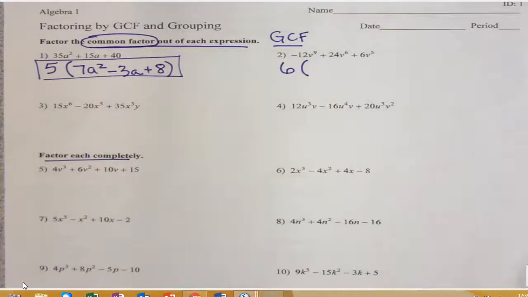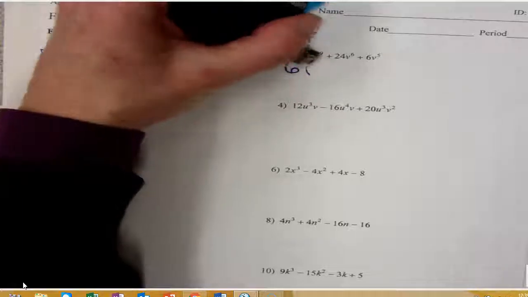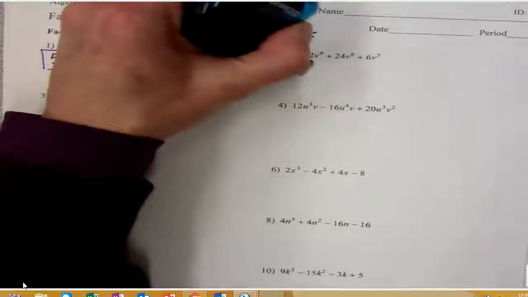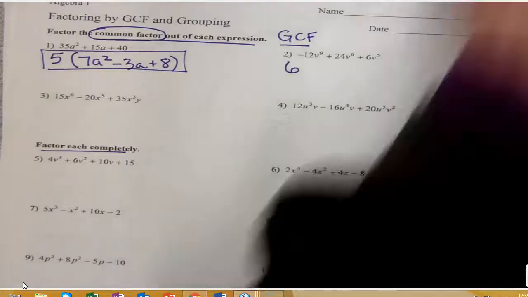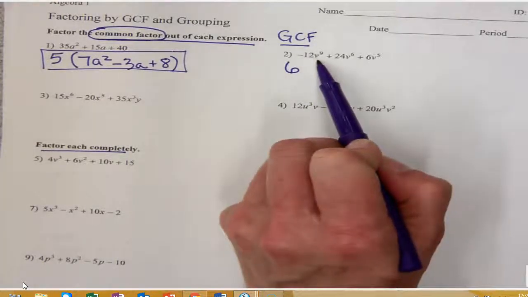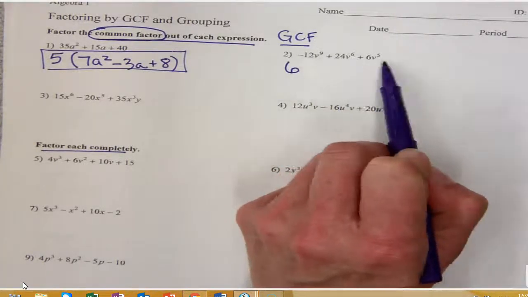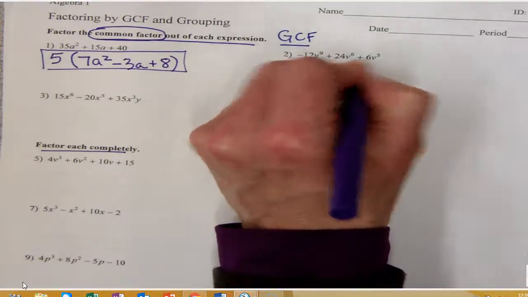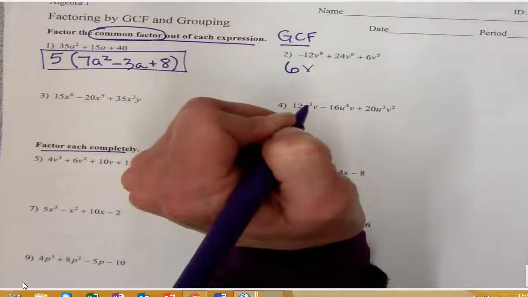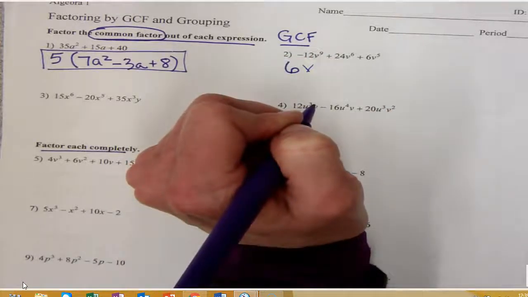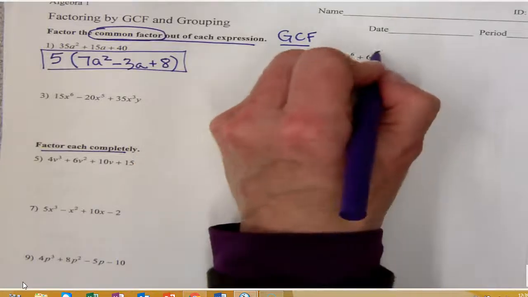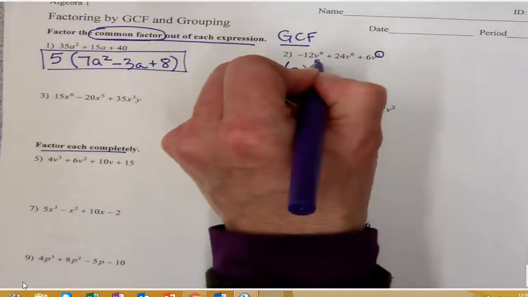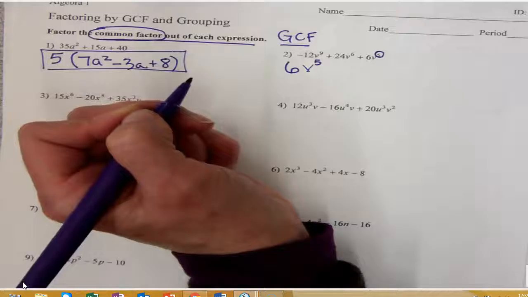Except I kind of jumped the gun, didn't I? Because I forgot to leave room for my v's. How many v's can I take out? I've got 9 v's in the first term, v to the 9th power, v to the 6th power, v to the 5th power. I've got v's in every term. My smallest exponent is 5. So I'm going to take out the smallest exponent.